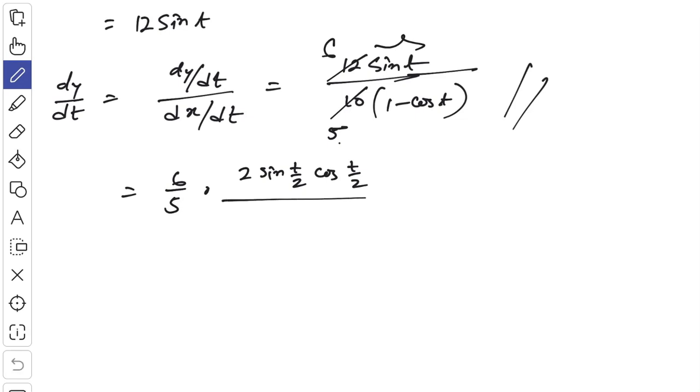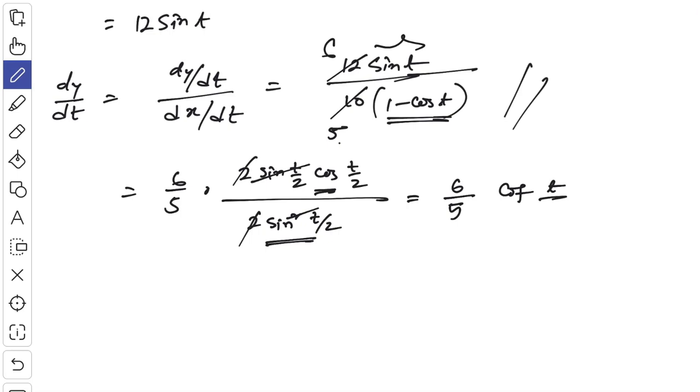And 1 minus cos t can be written as 2 sin square t by 2. So if you simplify this, then let me write here one more thing. Here 2 to cancel. So if you cancel this square with this, then you will get cos t by 2 by sin t by 2, then it's going to be cot t by 2. So that's our answer. Hope you have understood this.